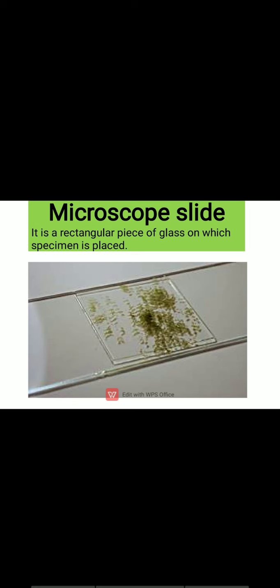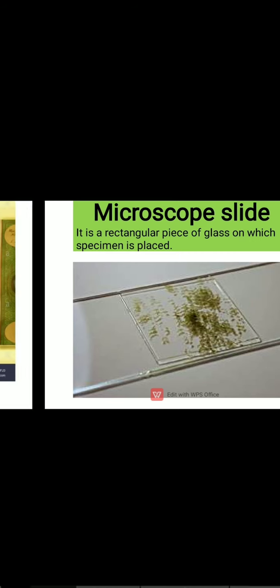After that, there is the microscope slide. A microscope slide is used when you are observing something under a microscope, and the object that you want to see under a microscope, you will place on a microscope slide first.